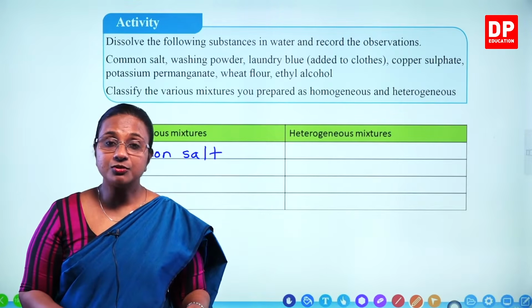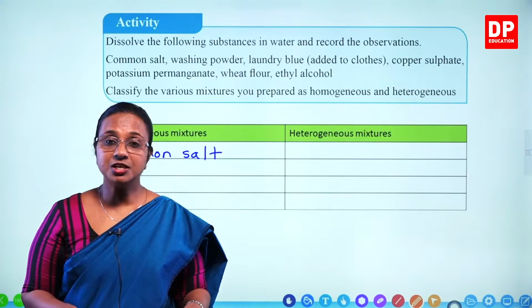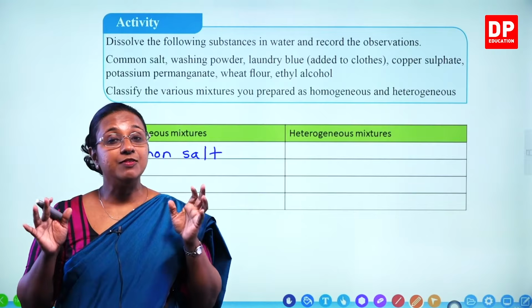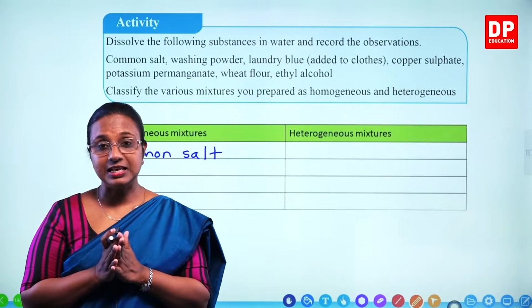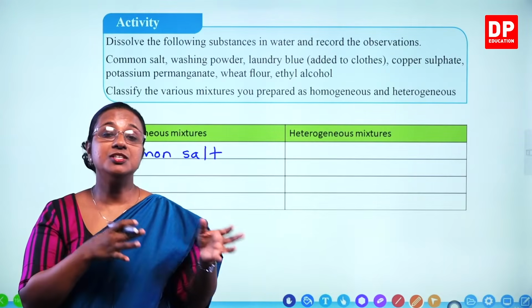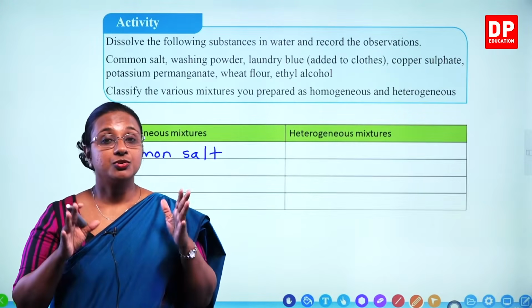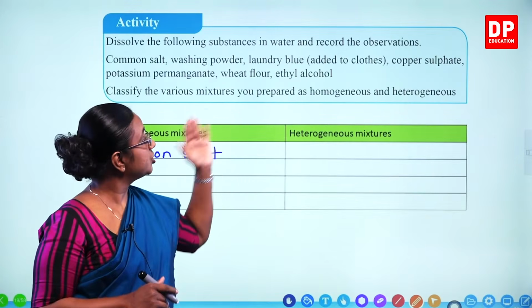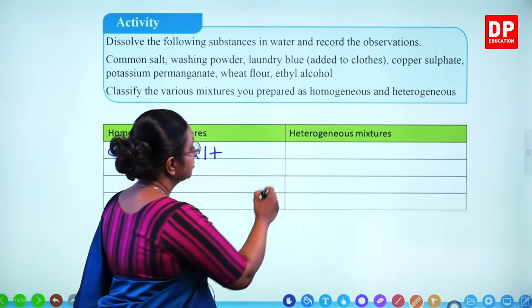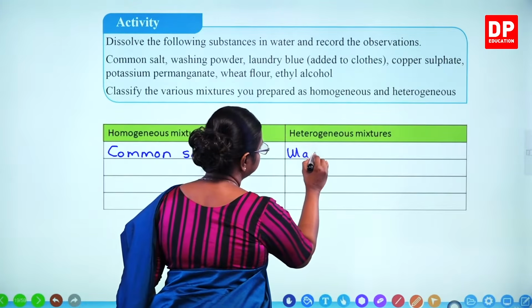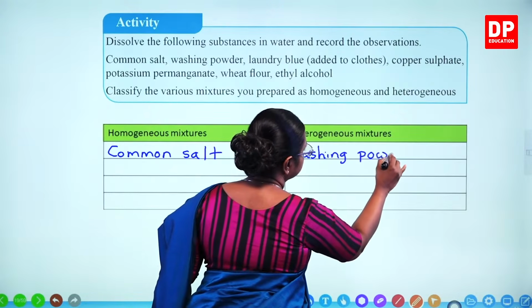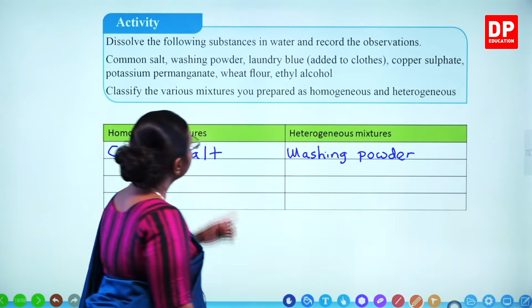So when you put the clothes into that washing powder and water mixture, you mix it well. If you don't wash the clothes completely, nicely, there can be some residue sticking to the clothes. So that means the washing powder mixture is a heterogeneous mixture. So I will write that here. Washing powder.